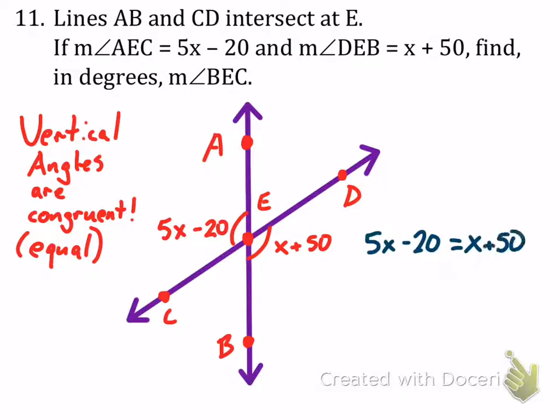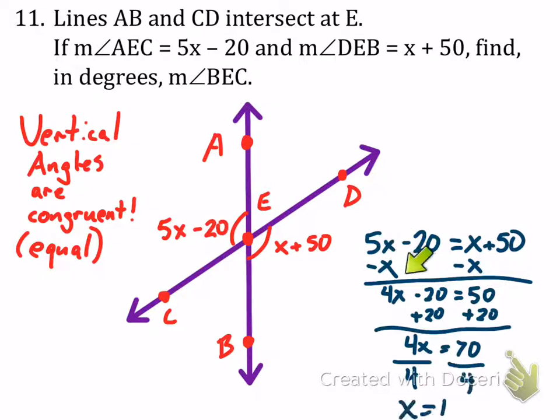So what we're going to do is set them equal to each other. And now this becomes an algebra problem. So if I subtract x from both sides, I get 4x minus 20 equals 50. And then I add 20 to both sides, and that leaves me 4x equals 70. And then lastly, I'm going to divide both sides by 4, and that gives me x equals 17.5.